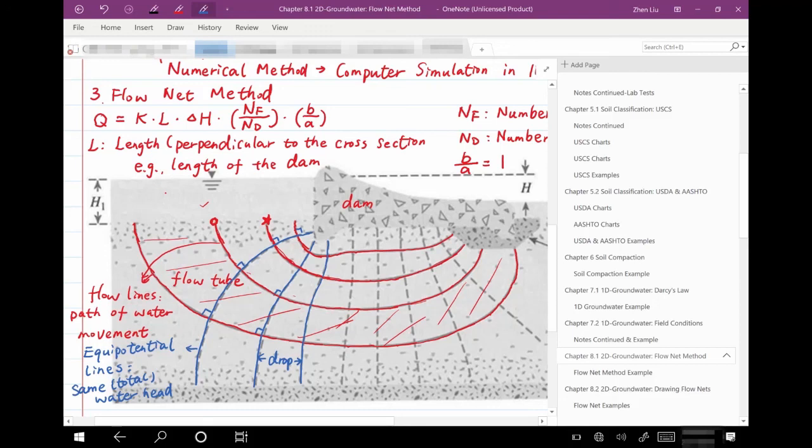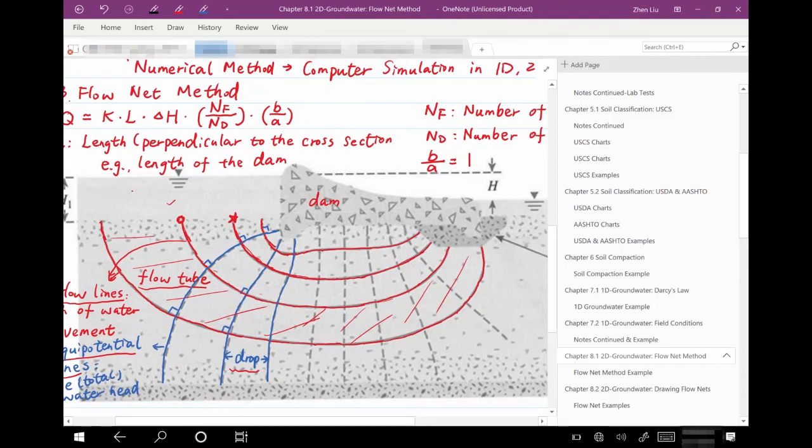You can see that we have four concepts associated with a flow net. We have flow line, equal potential line, and flow tube. Some people also call it flow channel. It's the same thing. And we have drop, or equal potential drop. And one primary goal of understanding a flow net is to figure out what the flow lines are, what the equal potential lines are, and how many flow tubes and how many flow drops we have here.